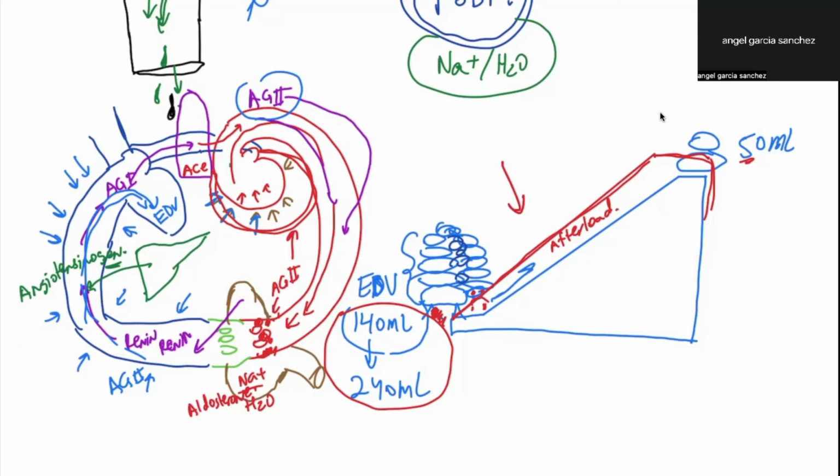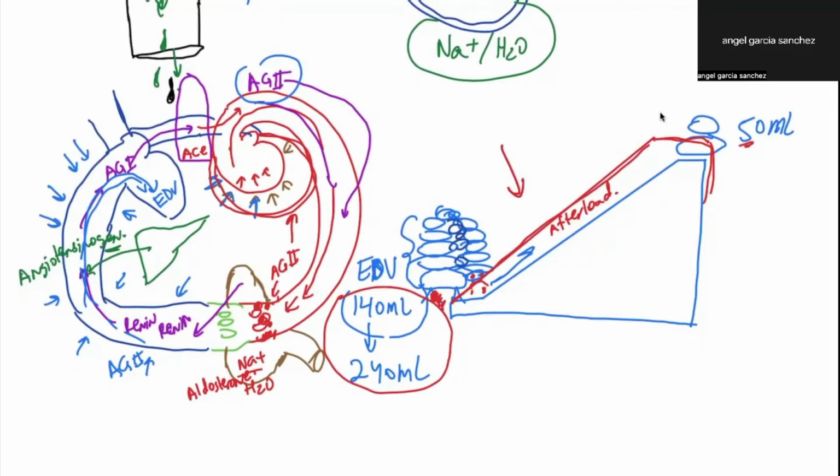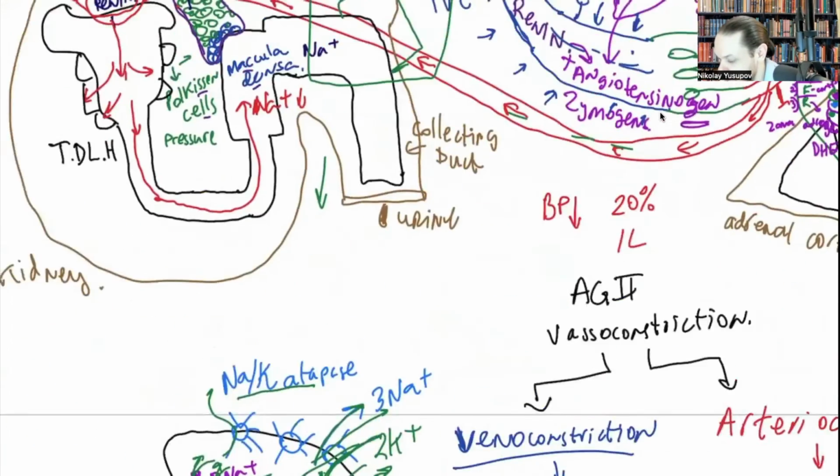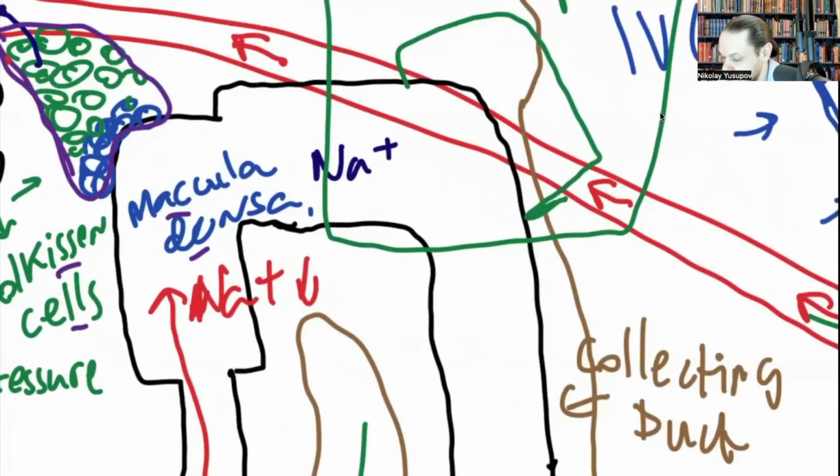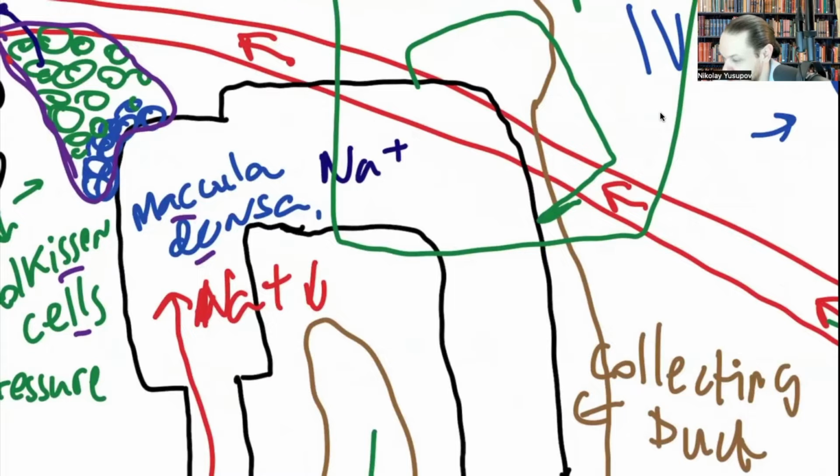Furosemide. Okay, so how will furosemide work? Perfect. Furosemide, as you guys know, is a loop diuretic. And what does it do? Let me go back to my nephron here. In the distal convoluted tubule, what is it going to do?